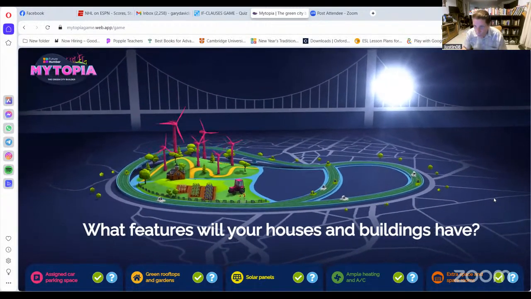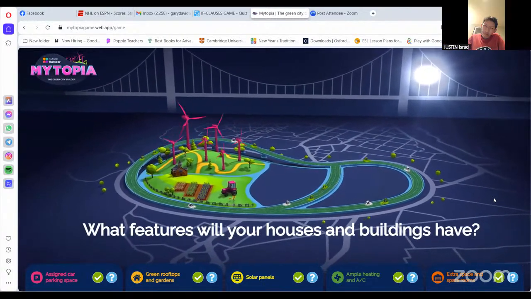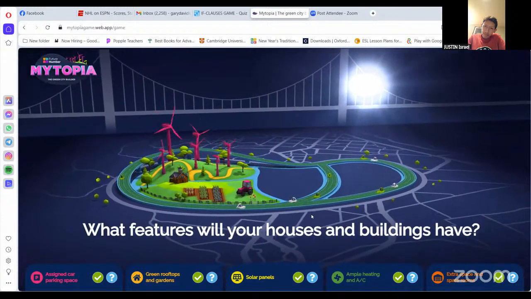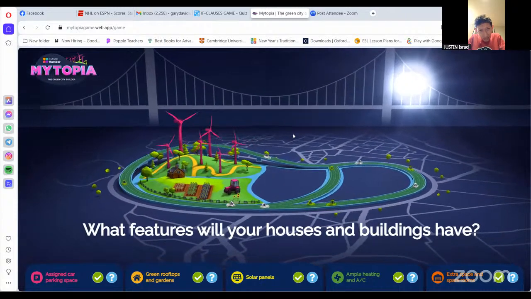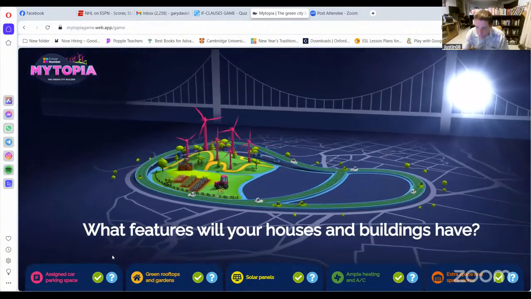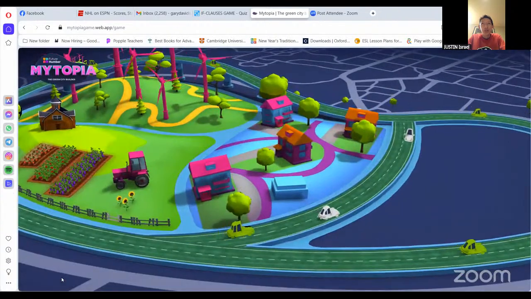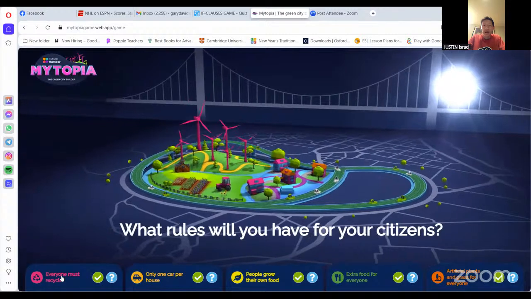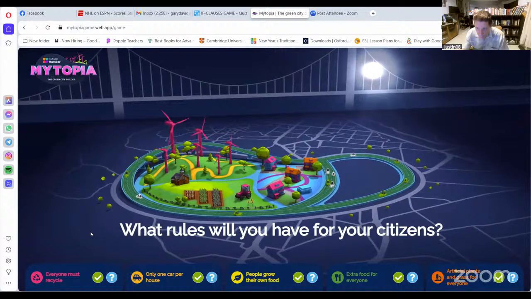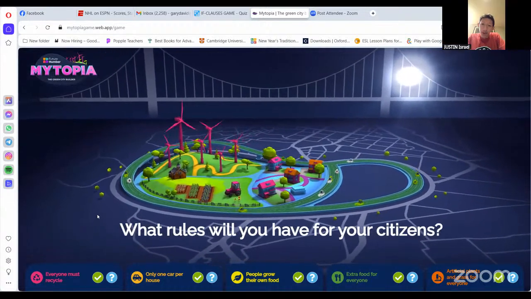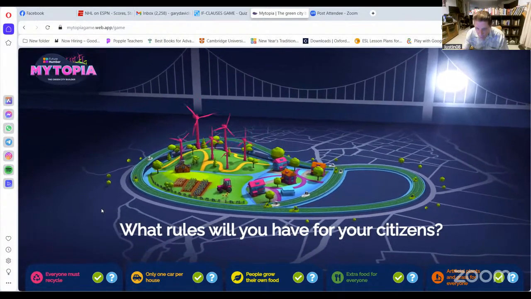So what features will you have in your home? More space for parking in your homes. You'd like to have that? That's important for you? Yeah, we don't want people to park their cars outside the building or outside the house, or else the road will be full and won't have space to drive on. Okay, that's a good point.